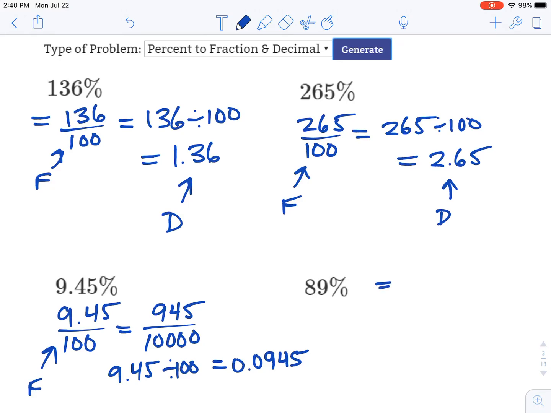89% again would be 89 out of 100. And if we divide those, we get 0.89. And that's our fraction, and that's our decimal.